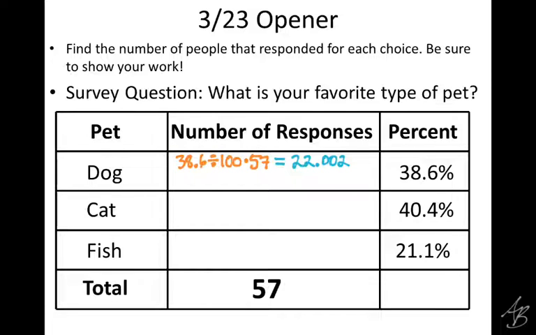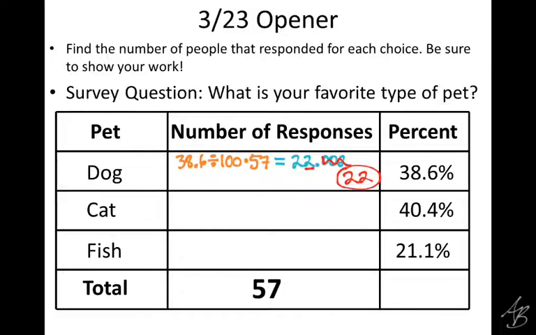22.002. Okay, does it make sense to say that 22.002 people said that dogs are the best? No, not really, right? So if we have something like this, the answer that we give should be a whole number. So we're going to round to the nearest whole number, which would be that ones place. We get rid of everything after the decimal, which means that it's going to be 22 or 23? 22. So 22 people in this survey said that they like dogs the best.